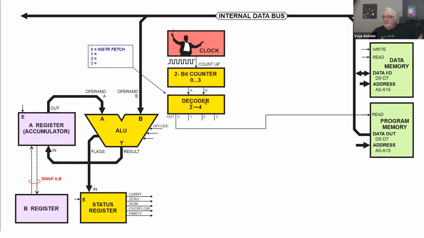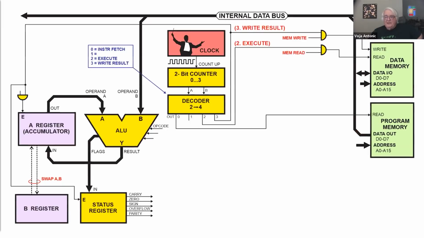This clock signal feeds the 2-bit counter, which counts to 4, and the decoder decodes those 4 steps. Those steps are actually the main sequence of the microprocessor. At the first step, the clock signal reads the program memory here. At the data out, it reads it somewhere, and we will skip the next phase here.